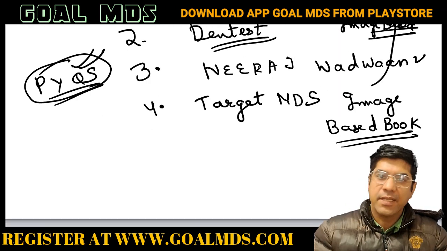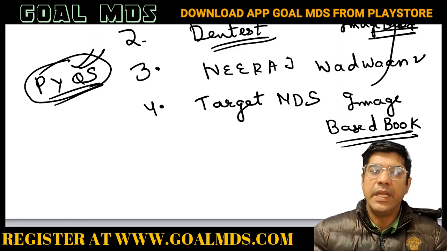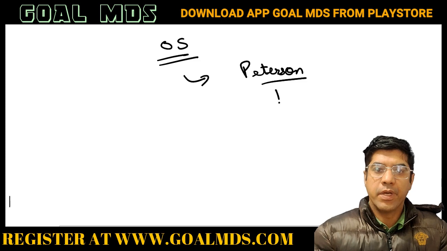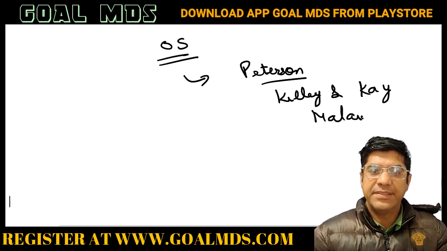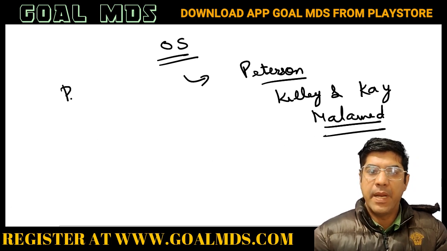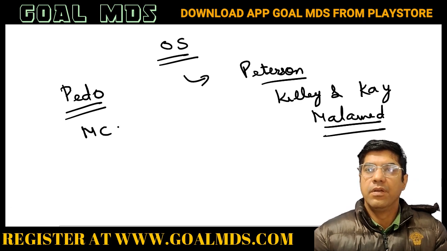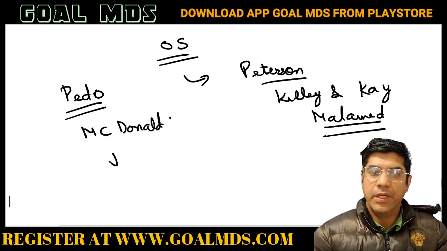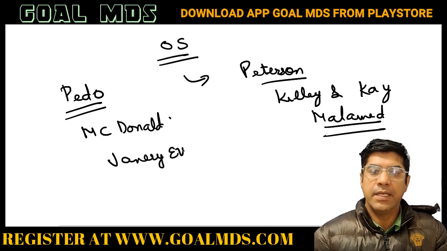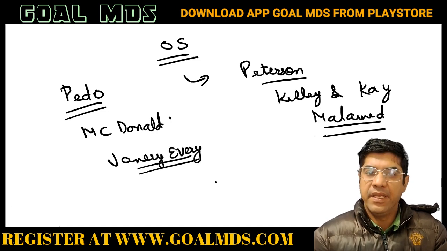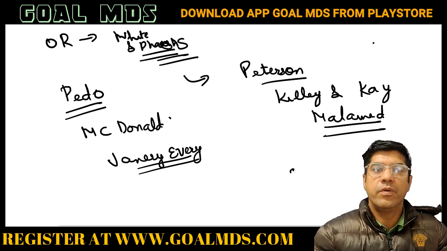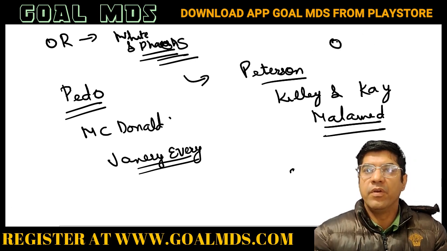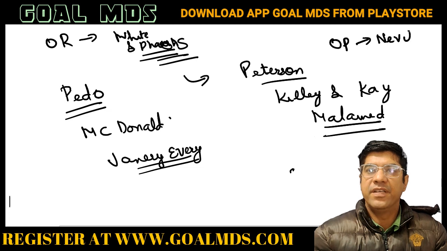Now, what are the reference books that you need? For oral surgery, you can go through Peterson, the standard textbook, Keys and Case, Malamed, etc. For pedo, you can go through McDonald, James Avery. For oral radiology, you can follow White and Pharoah. For oral pathology, you can follow Neville, Shafer's. These are the standard textbooks.